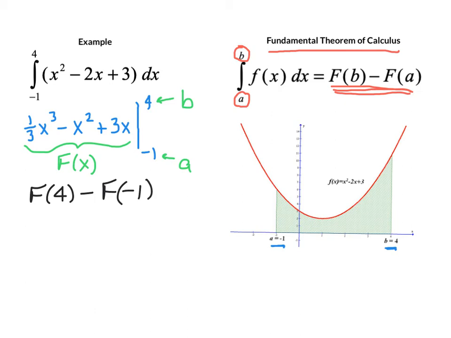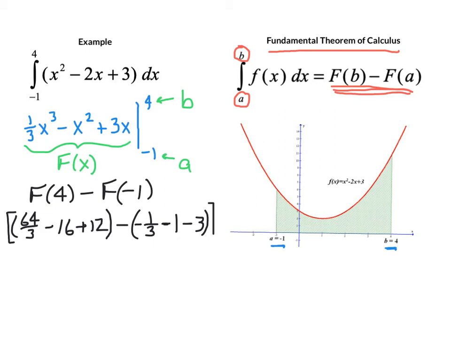And so we put those into our function. Big F of 4 would be 64 over 3 minus 4 squared, so minus 16, plus 3 times 4, which is 12. That's our upper bound evaluation. And then we plug -1 into the antiderivative function, which is -1/3 minus a positive 1, -1 squared, plus a -3, so -3.